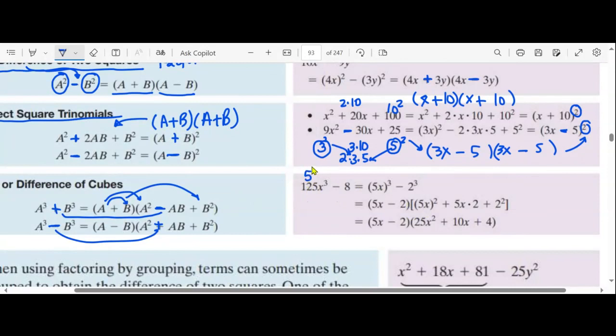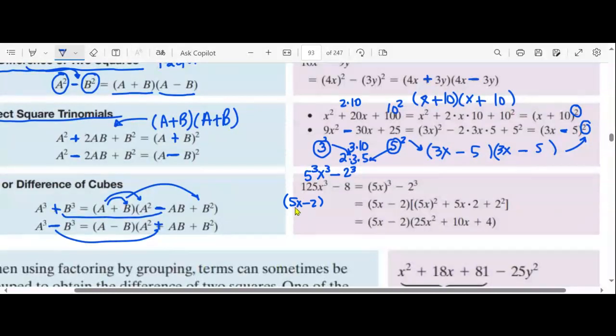125 is 5 to the power of what? 3. And we have x cubed. 8 is 2 to the power of what? 3. So take a sample of it. It's 5x minus 2, correct?